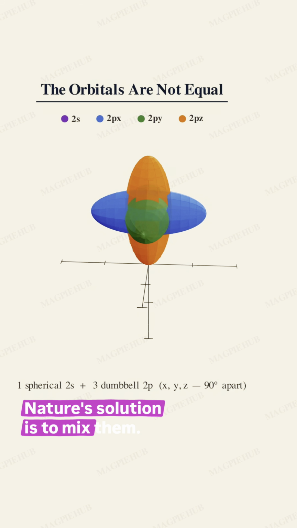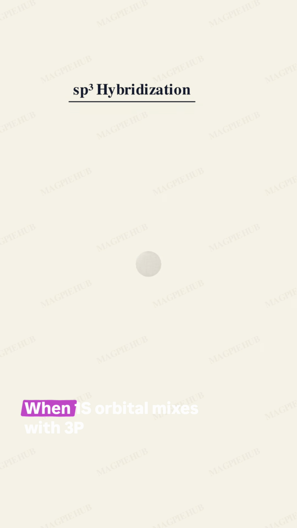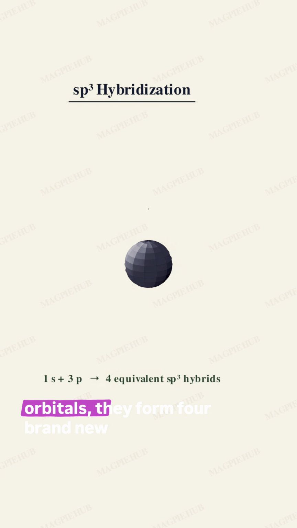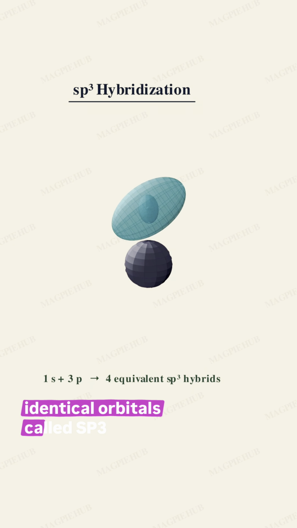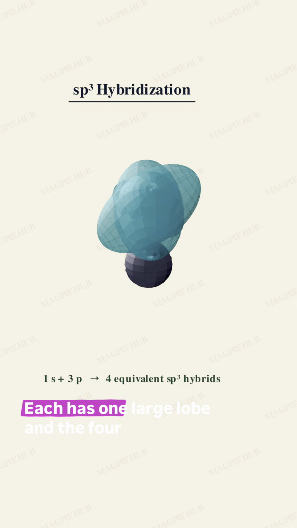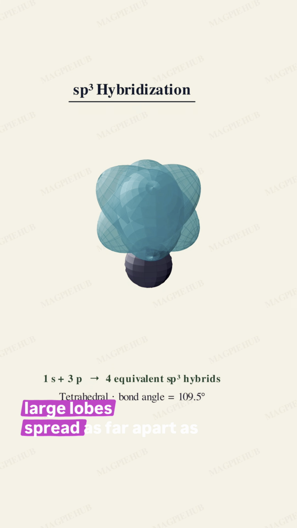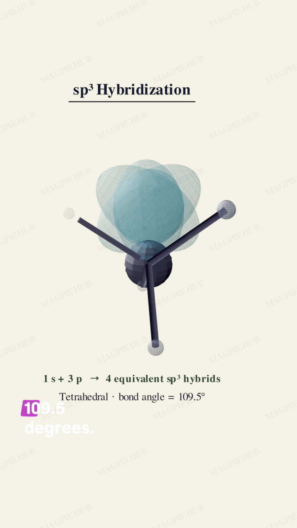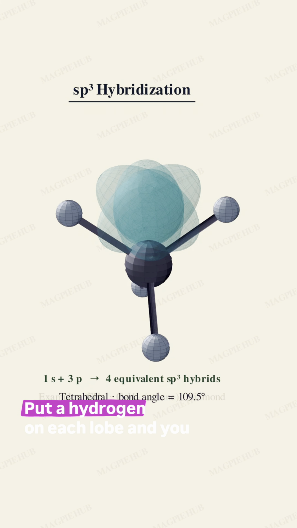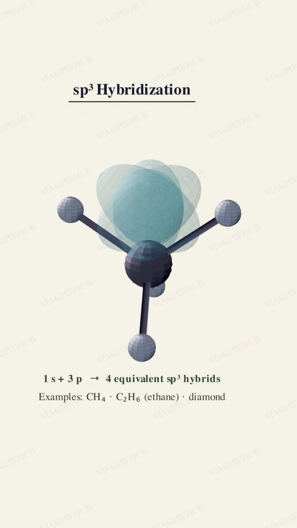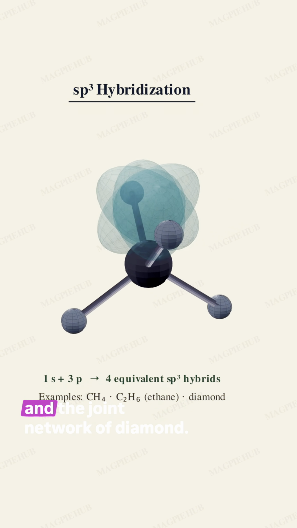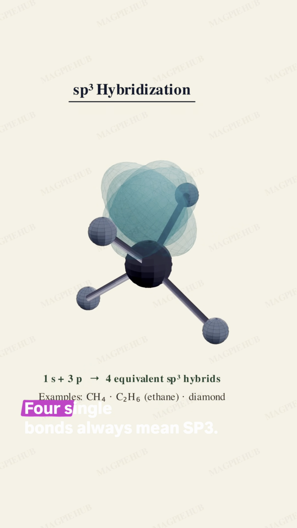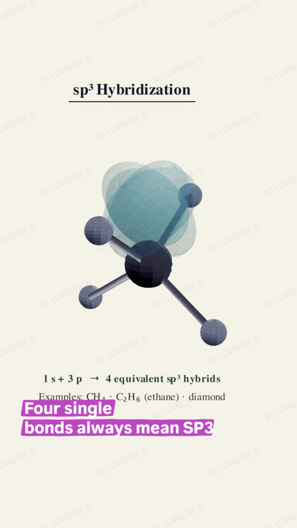Nature's solution is to mix them. When one s orbital mixes with 3 p orbitals, they form 4 brand new, identical orbitals called sp3 hybrids. Each has one large lobe, and the 4 large lobes spread as far apart as possible, pointing to the corners of a tetrahedron with bond angles of 109.5 degrees. Put a hydrogen on each lobe and you get methane. The same sp3 carbon builds ethane and the giant network of diamond. 4 single bonds always mean sp3.